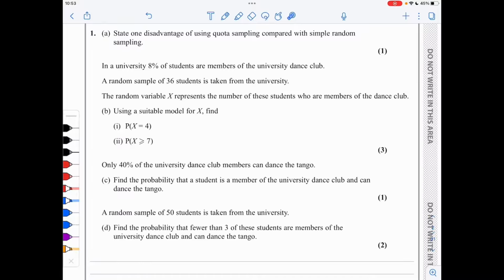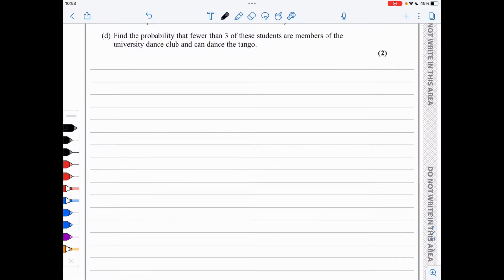Well, we know that quota sampling is one of the two methods of sampling that are non-random. So quota sampling is a non-random sampling method, and therefore it is prone to bias. So we need to refer to the keyword non-random because this is what's making it susceptible to bias.